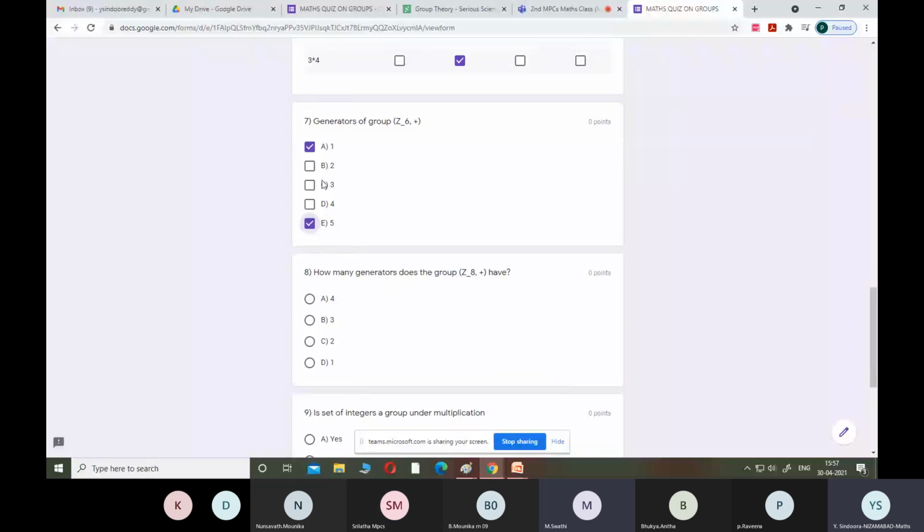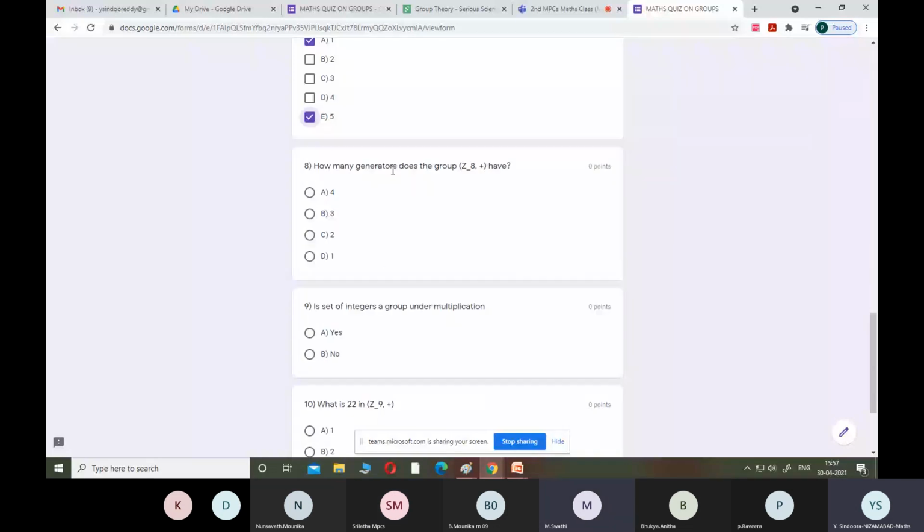Now, how many generators does the group Z8 have? How many relatively primes do we have in Z8? 1, 3, 5, 7. So how many do we have totally? 4. So the option should be 4 for us.